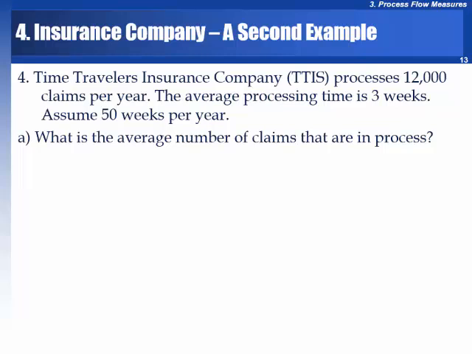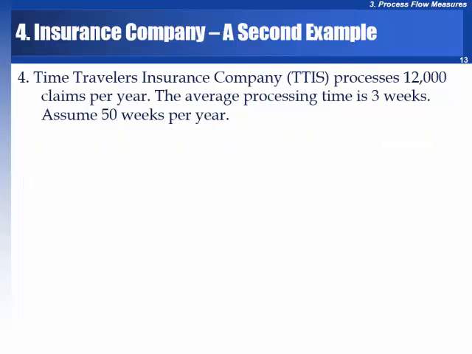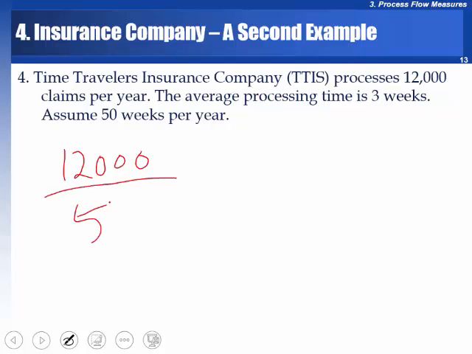Now I would like all of you to solve this problem and let me know what is the answer. I think the solution to this problem is quite straightforward. I have 12,000 units per year and a year is 50 weeks. I need this 50 weeks because the flow time is stated in terms of weeks. I cannot have throughput in terms of year and flow time in terms of week.